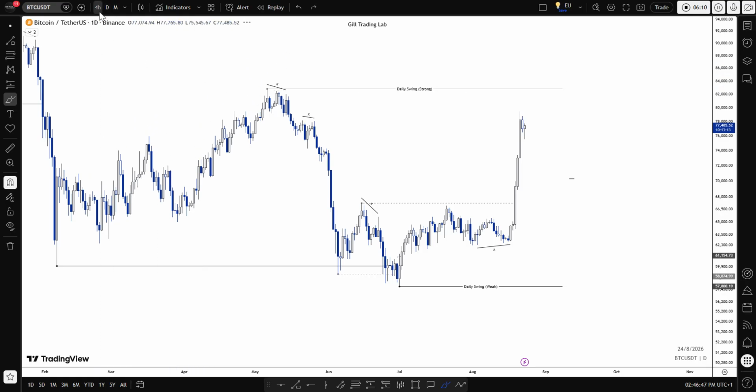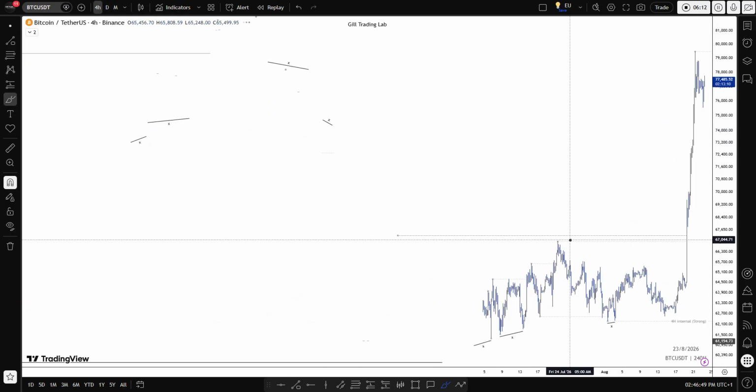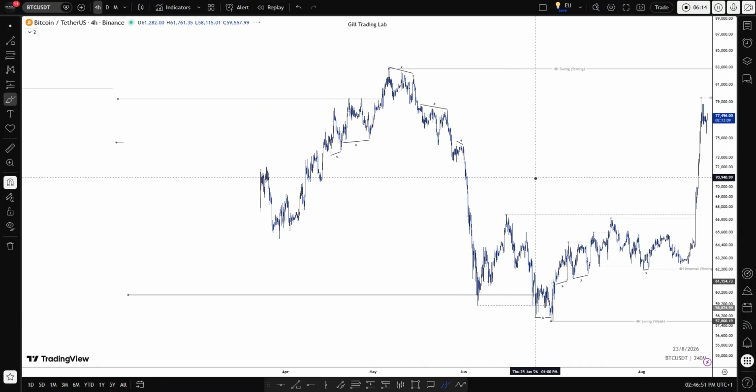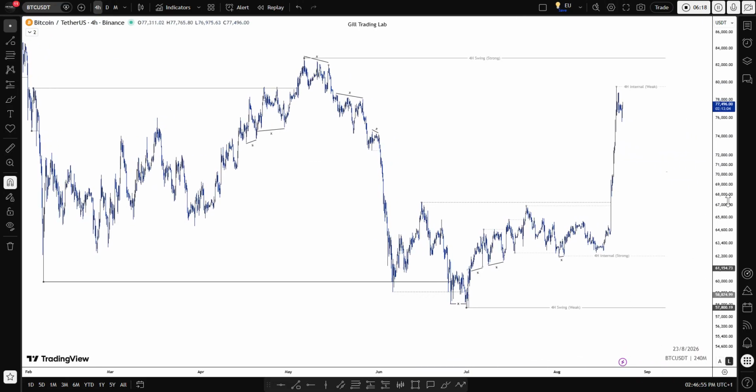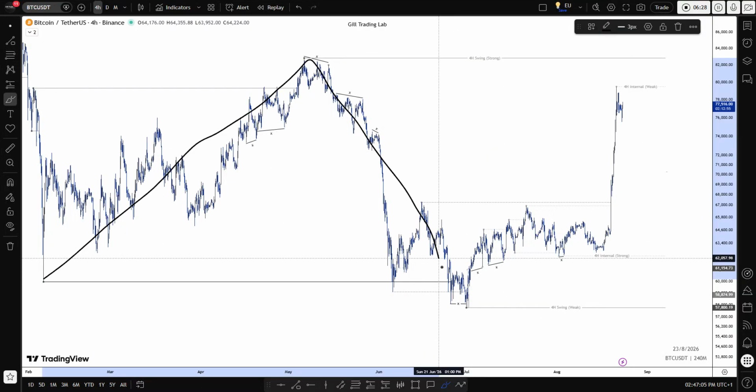So that's all for the daily time frame. Let's drop down to the 4-hour time frame. On the 4-hour time frame, my swing structure is bearish. The 4-hour swing range is also the daily swing range. So the 4-hour structure is bearish. This is my strong swing high, and this is my weak swing low.